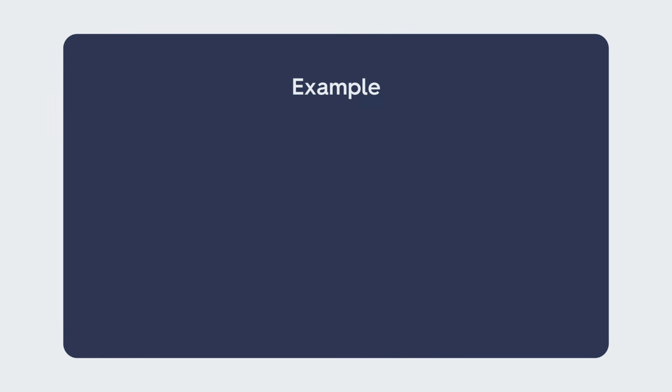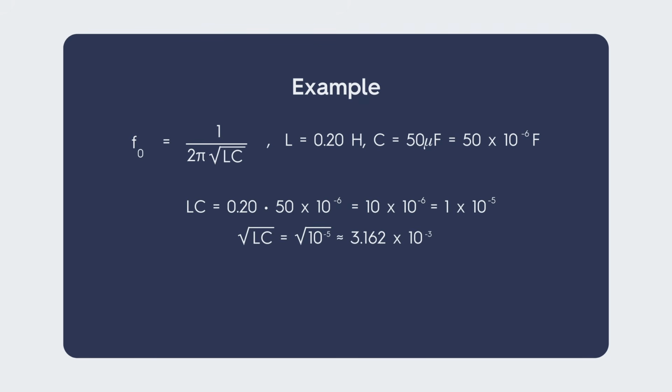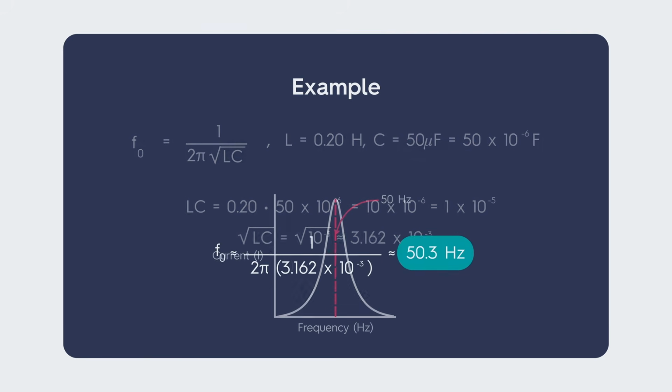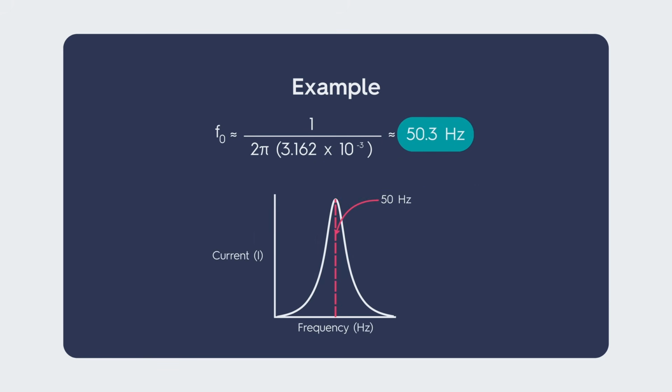Let's see what that looks like with actual numbers. Let's do one example. Suppose L is 0.2 henry and C is 50 microfarads. Plugging into the formula gives a resonant frequency of about 50 Hz. That means the current peaks around 50 Hz for this circuit.